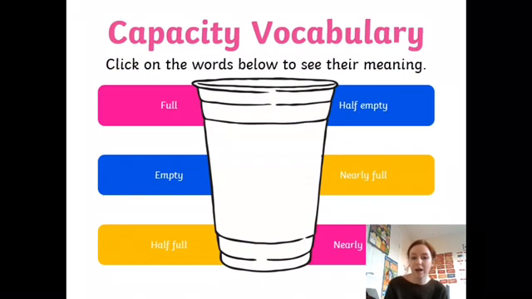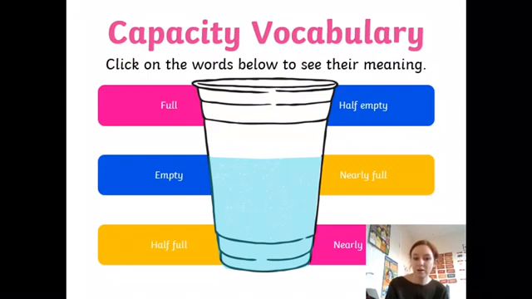Okay, what about this one? Empty. What's it going to look like? There's no difference, is there? If it's empty, there's nothing in it. There's no water in this container. Half full. Where do you think the water is going to go up to if it's half full? Let's see. About there. Half empty. Where do you think the water will go up to?